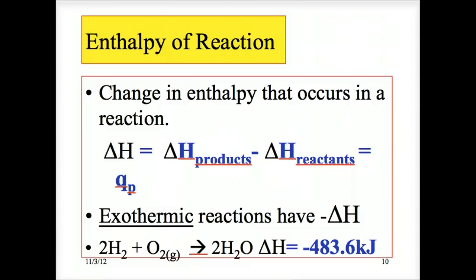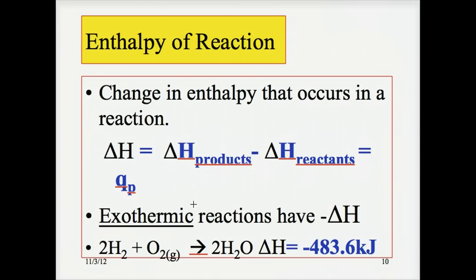Enthalpy of reactions. It's basically the change in heat of the products minus the reactants. That would be our delta H, or the enthalpy of reaction. Again, delta H would be equal to Q at a constant pressure. Exothermic reactions are negative delta H. Endothermic are positive.